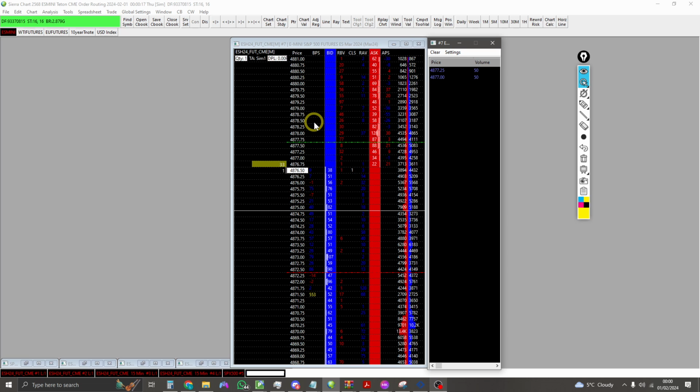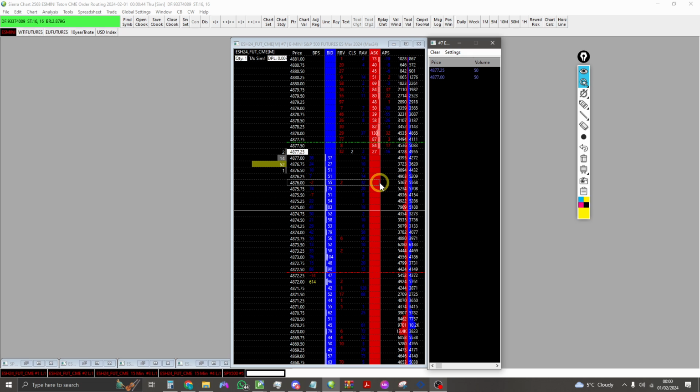So what we're looking at is the E-mini S&P futures contract. It's just gone a new trading day, so we've just refreshed the volume profile. And essentially what we're looking at is a distribution of buyers and sellers displayed at every single price.